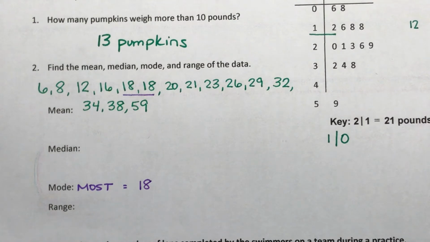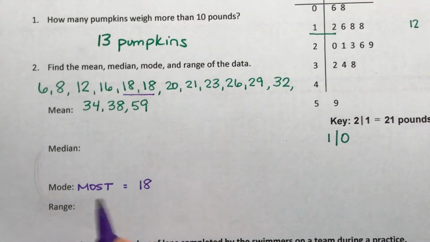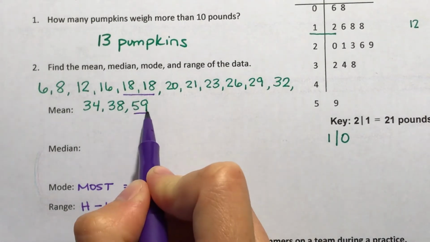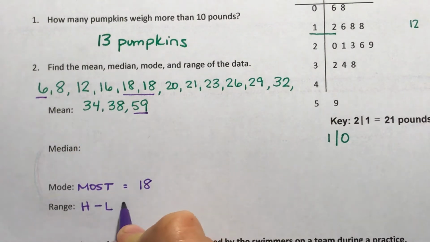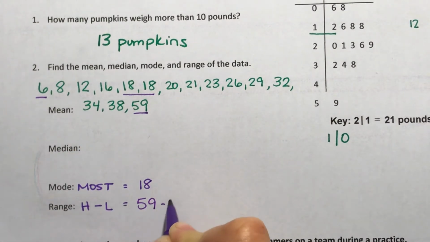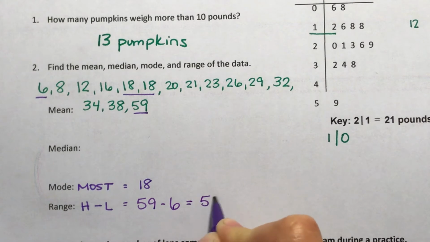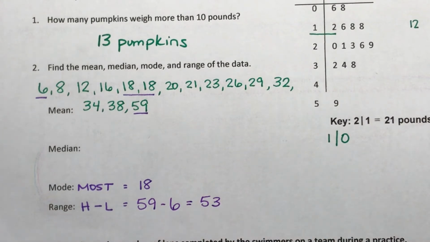Range is the next one I want to do because that one's always easiest. Remember, that is the highest number minus the lowest number. My numbers are already in order, so I look at my highest and lowest. So I've got 59 minus 6, and that would give me a range of 53.